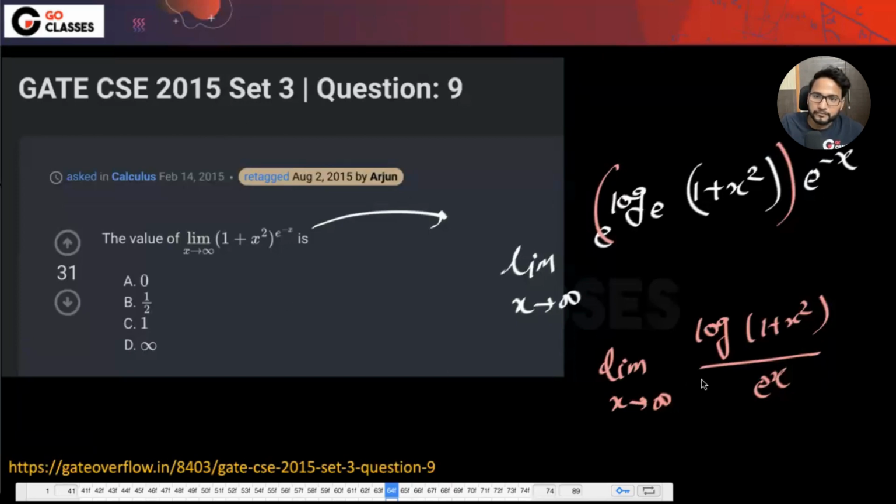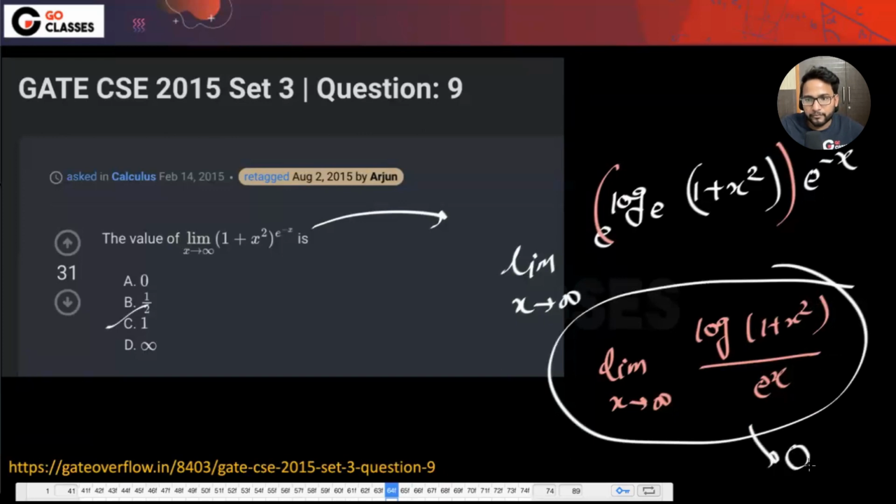Okay. So e power 0 is 1 basically. So finally the answer is C. Intuitively also, have you understood why it is 0? Because the way this log x square, okay, doesn't matter. This is 1 plus x square. It doesn't matter. This is 2 you will take outside anyway.